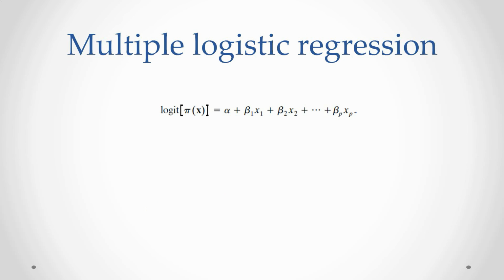We can of course generalize very easily to the situation where we have multiple logistic regression, that is, we have p covariates x1, x2, up to xp. The logistic regression equation can easily be generalized to logit of pi x equal to alpha plus beta 1 x1 plus beta 2 x2 and so on up to beta p xp, where x now denotes a p-variate vector with components x1 to xp.